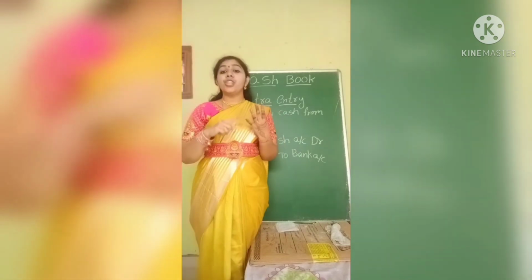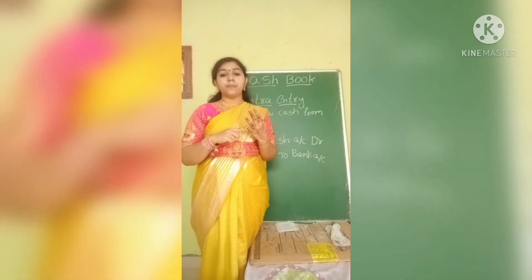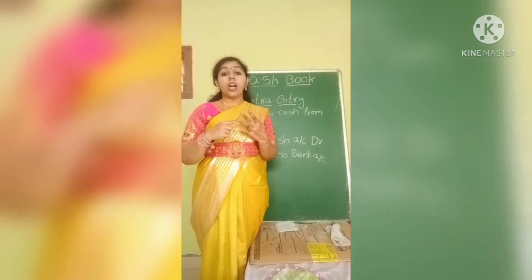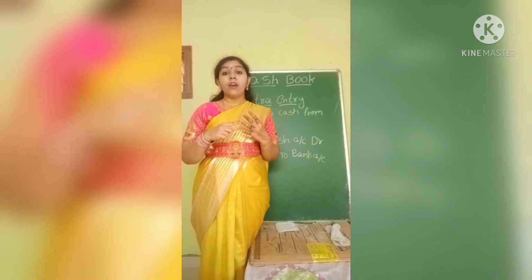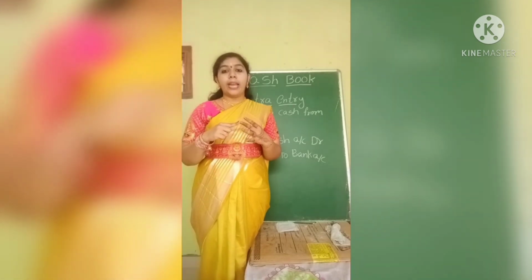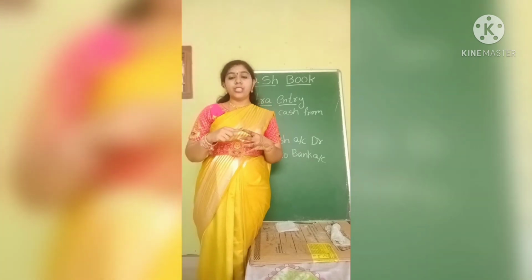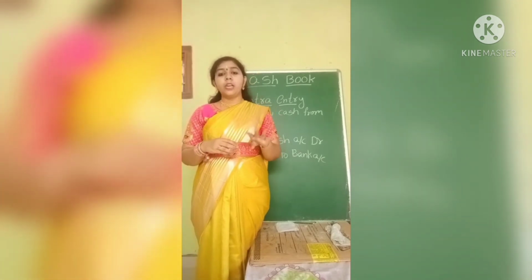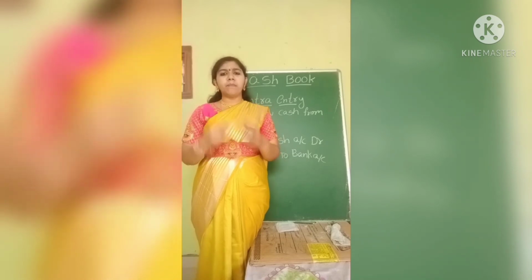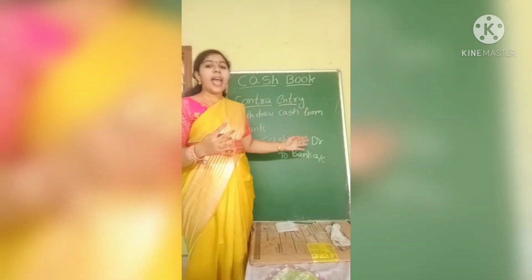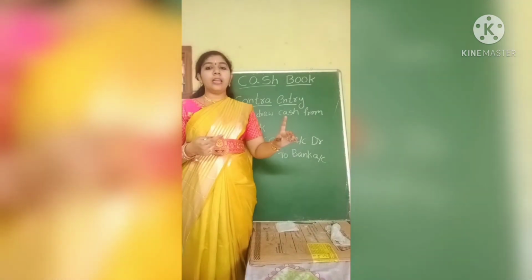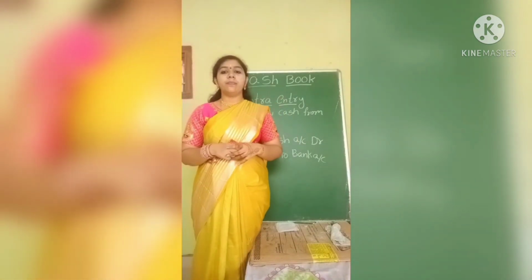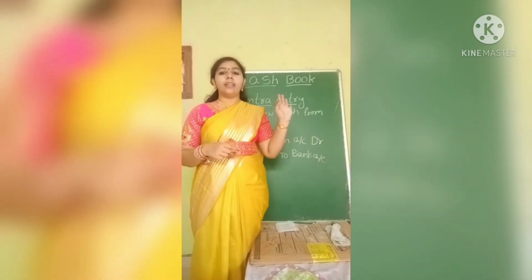First one is cheque deposited in bank. Withdraw cash from bank for office use. Cash paid to bank. Bank charges paid. So for these four types, we will get a contra entry. Simply, if we get cash and bank in one entry, undoubtedly it will be a contra entry.